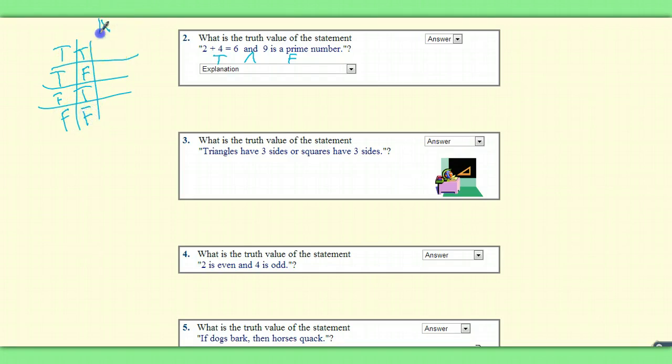And we have the and statement. This is the only one that can be true. The rest are false. So if we have a true and a false statement, our statement is false. All right. Let's go on to another one.